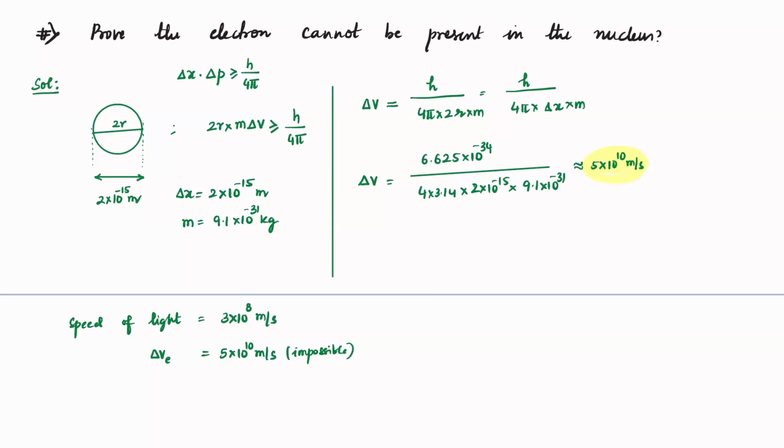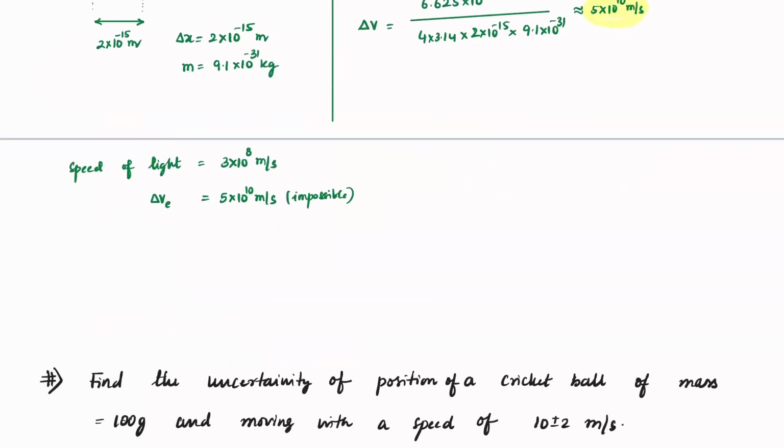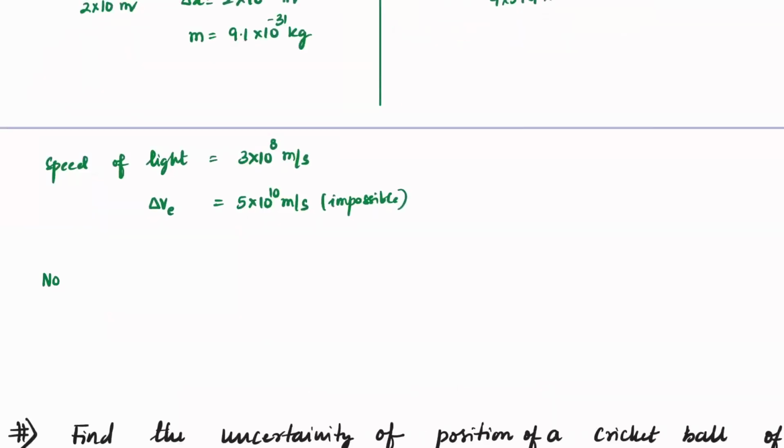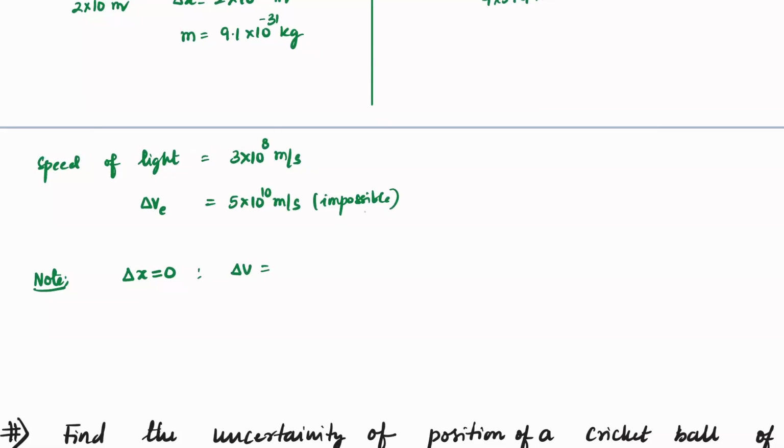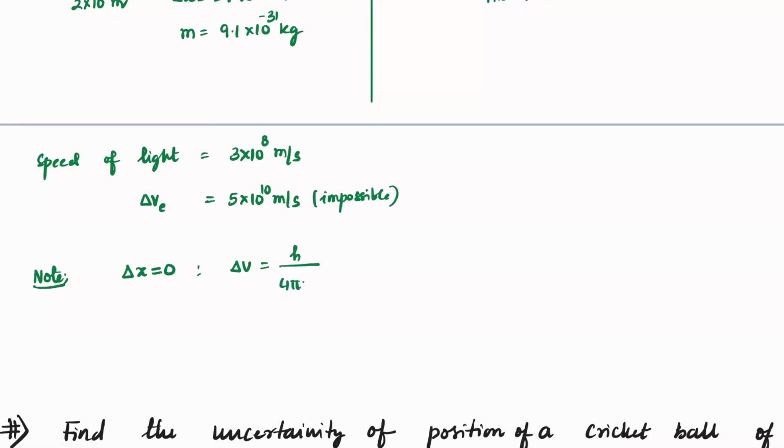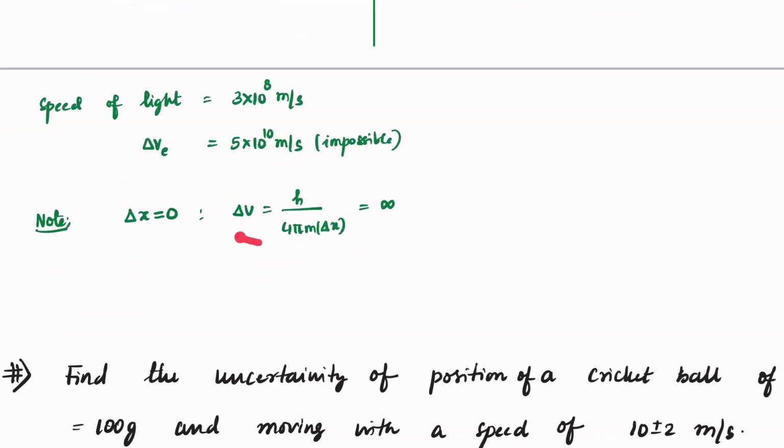Now another way, look at this one. As a note, if you are trying to define the accuracy of an electron's position, that means you are expecting that delta x is 0, or you're trying to find the electron's position accurately. In that case, delta V, which is inversely proportional, as you notice in the formula h by 4 pi m into delta x, will be equal to infinity. It is undefined here, correct? So that means we can never be clear about the speed of the electron.